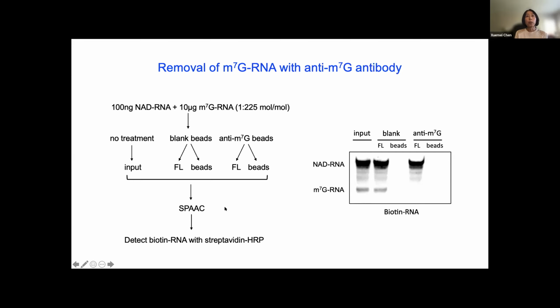And then afterwards, we converted the RNAs to biotin RNA to see the signals of both the NAD RNA and M7G RNA. In the input and also in the blank beads treatment, we saw both being converted to biotin RNA. But after the anti-M7G beads treatment, in the flow-through, we could only see the NAD RNA signal, suggesting that the antibody was effective in removing this large amount of M7G RNA.